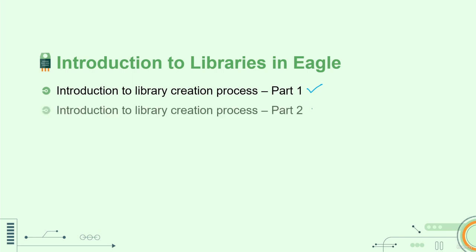Then the second video is about Introduction to Library Creation Process Part 2. In this video, I'm going to show you how to create the footprint using method 2. And once the footprint is created, later I will show you how to connect the footprint with the symbol. Okay. So in this video, the library for a particular component will be ready, and we will be able to use that particular library in the schematic editor and layout editor. So that's what we are going to discuss in this particular video.